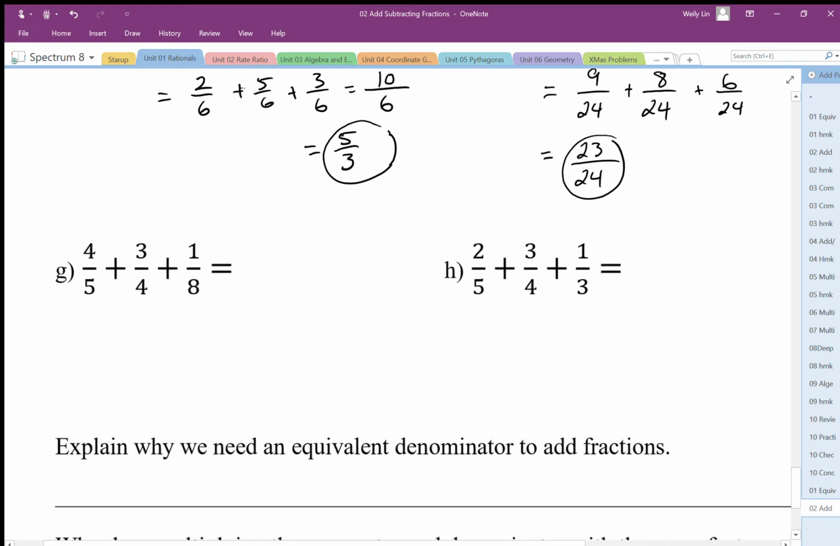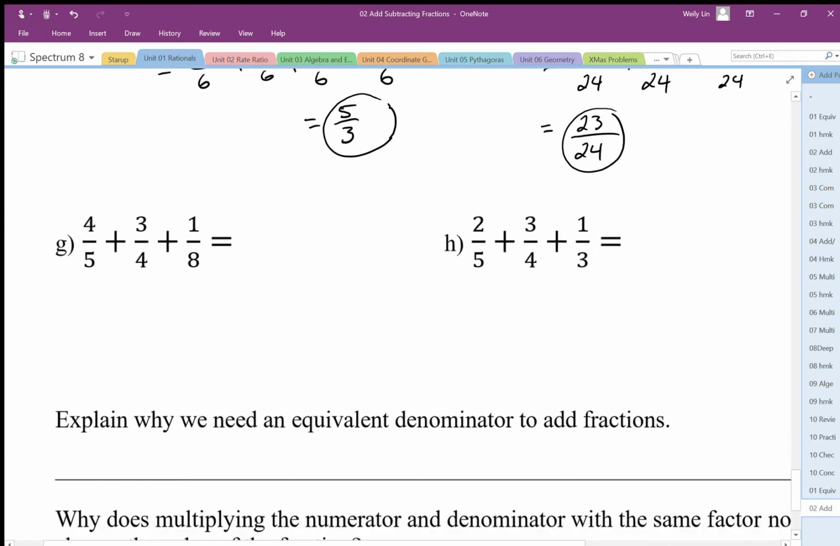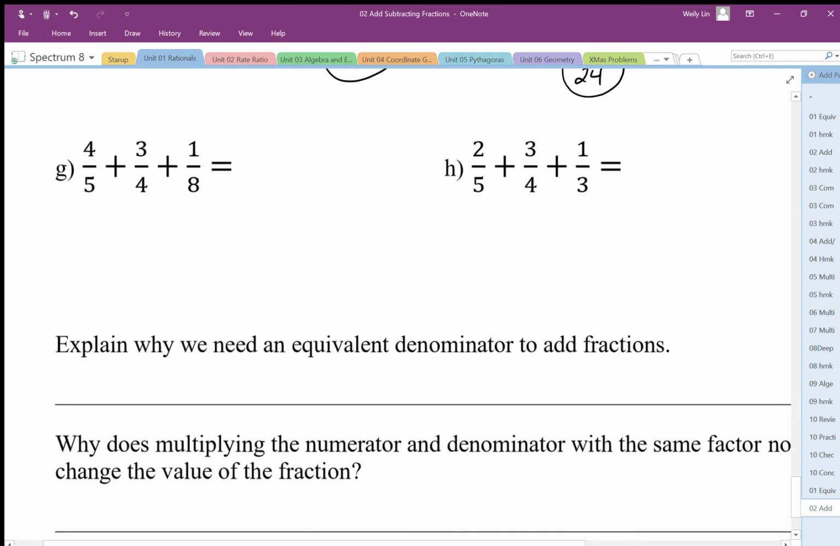So same thing here. We need to get common size pieces. Okay, so this is a little bit harder, but it looks like 40 might be the lowest common multiple of those three numbers. I'm going to start with 4/5 and times it by 8. My 3/4 is going to be times by 10.